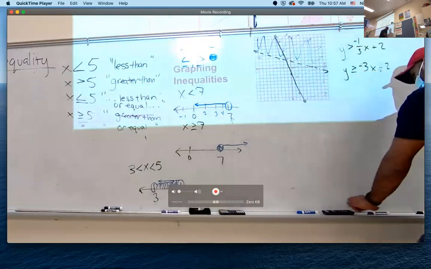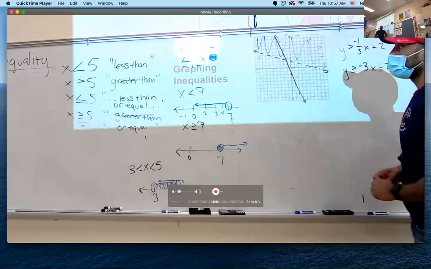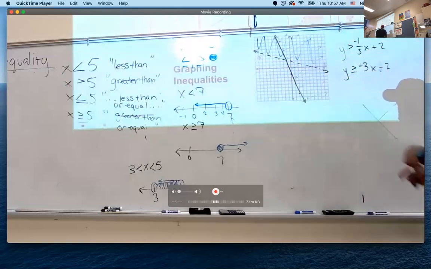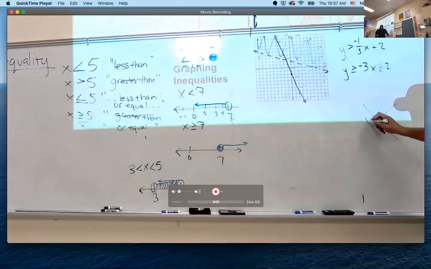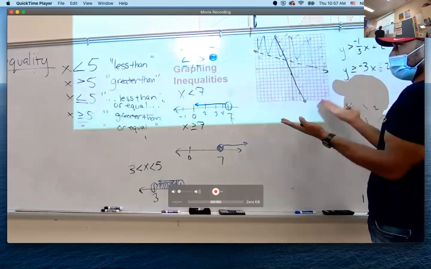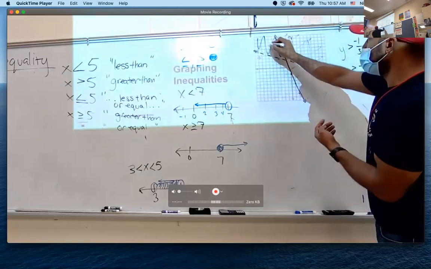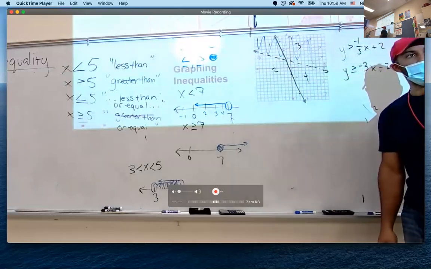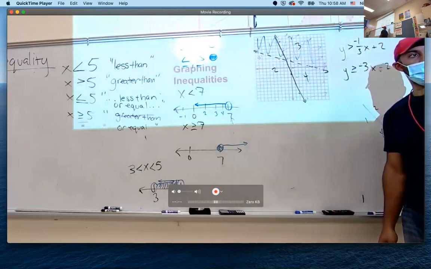Now, if I take 2 lines, that makes 1, 2, 3, 4 areas, right? It's like a pizza. If I cut the pizza twice, now I have 4 big slices. So which slice is the solution? Is it 1, 2, 3, or 4? What do you guys think the answer is for this one?